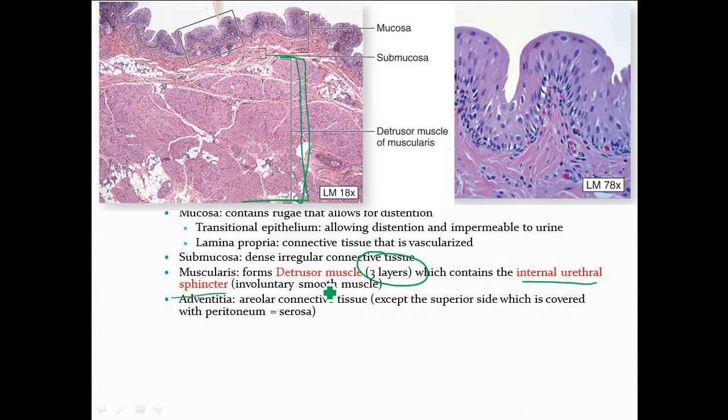And then around all that is the adventitia, which you don't really see on this particular picture because we have to go deeper down. Okay, except for the very top side. The top side is covered with peritoneum, so it has serosa on the top side. Okay, it makes sense because this is a retroperitoneal organ, right? So the top side has the peritoneum and it's behind it, and adventitia on all the other sides.